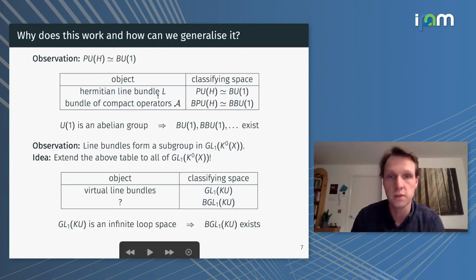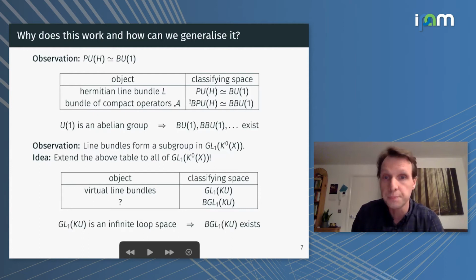And then what I do here to get to bundles of compact operators is I take the classifying space, right? This is what classifies bundles of compact operators, as we've seen. And this also works on the right-hand side. So you can take the space BU1 abstractly. The reason is that U1 is an abelian group, and this allows you to perform this classifying space construction essentially infinitely many times. So this has infinitely many iterations of classifying spaces, infinitely many deloopings, as it's called in algebraic topology.